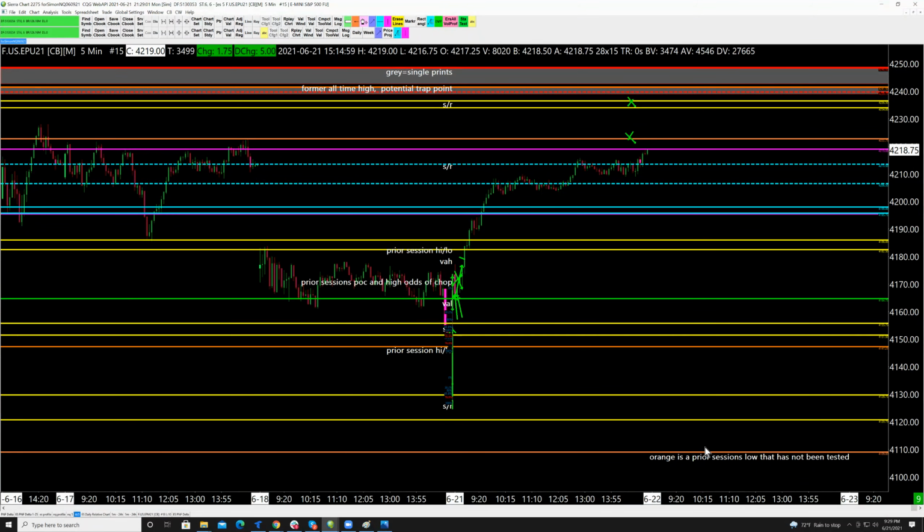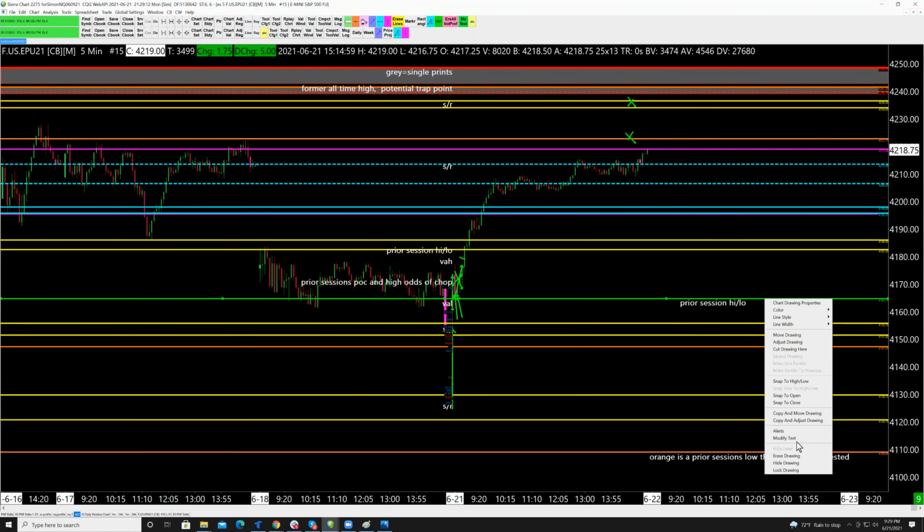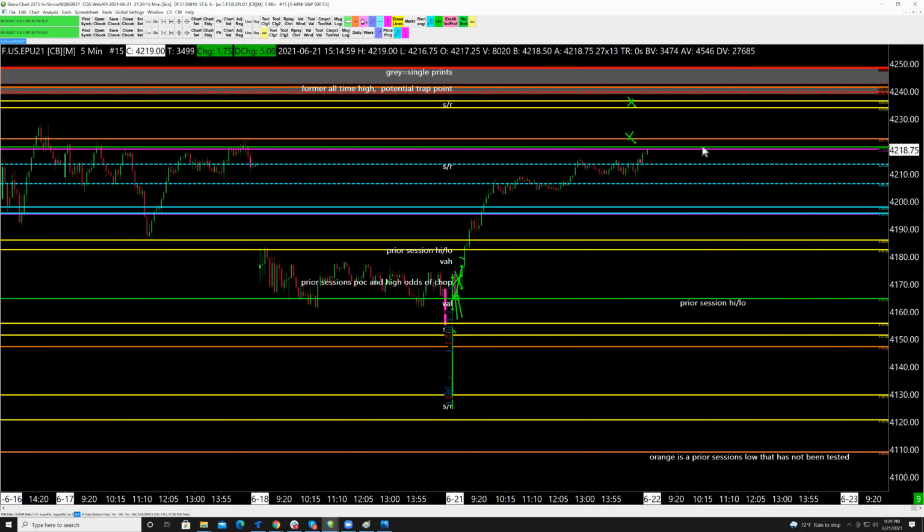So I just put this as general note. Orange is a prior session's low. Here's Monday's low. Oh, and I see the mistake I have done right away. I did not put in value area high is also Monday's high, so I'm going to throw that right above. And just know those are sitting right on top of each other.